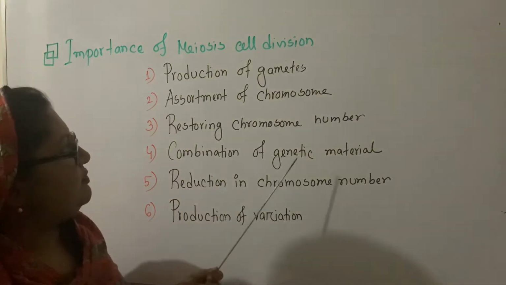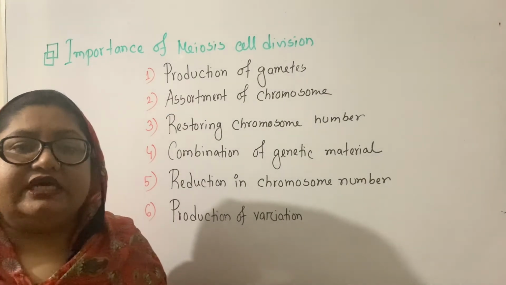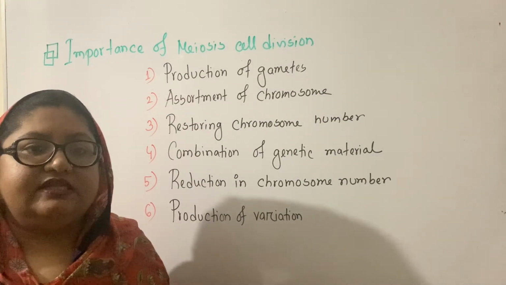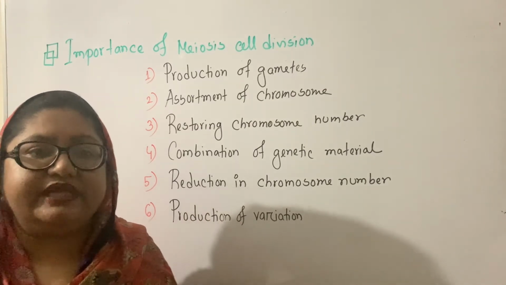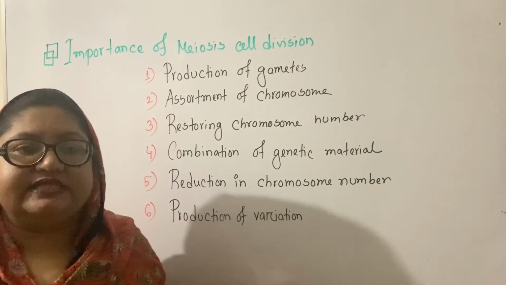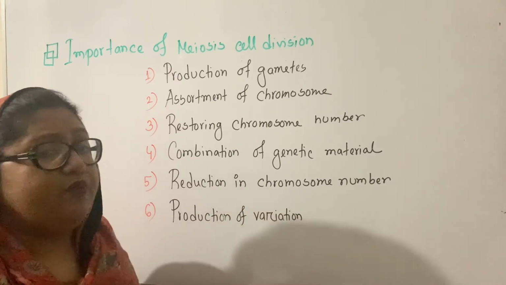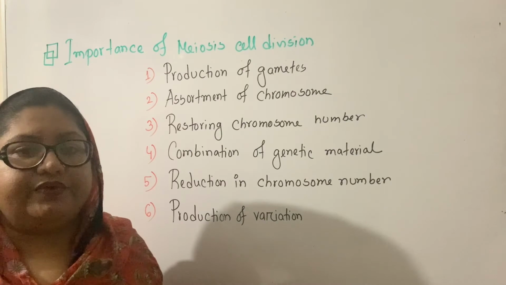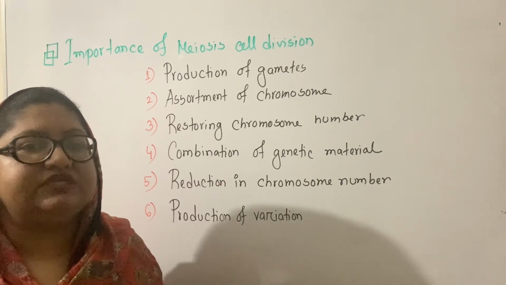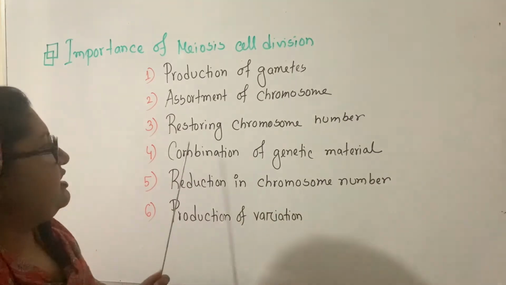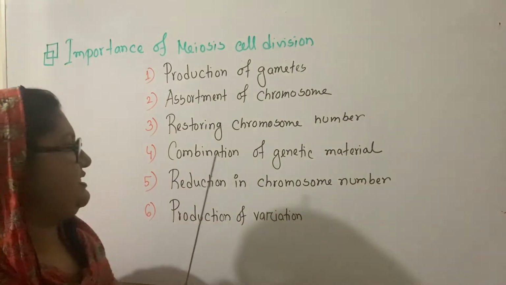Restoring of chromosome number. Due to meiosis cell division, the diploid cell, when it produces 4 daughter cells, they turn into haploid cells. Ultimately, it forms the haploid gametes. And when these gametes unite together, they form the zygote, which again turns into diploid stage. Thus, the restoring of chromosome number is maintained in a particular species.